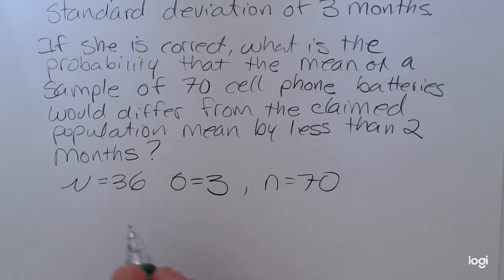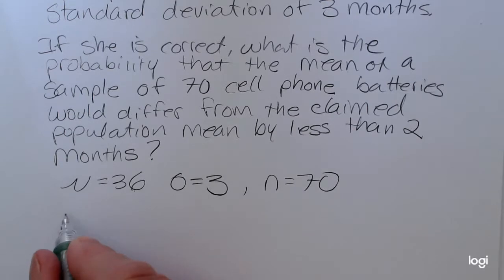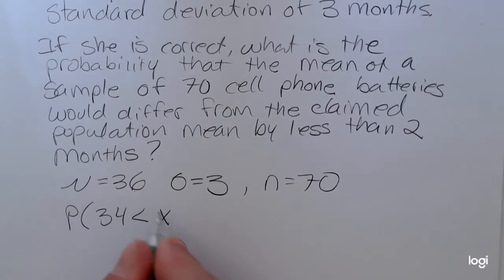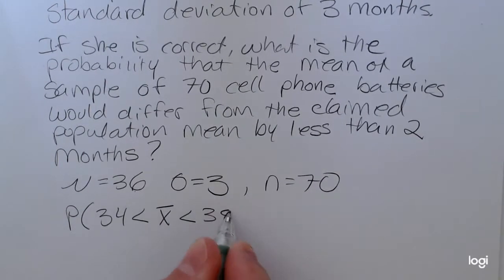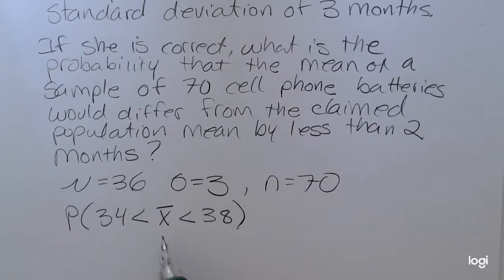So in terms of a sample mean based on a sample size of 70, this is finding the probability that X bar is between 34 and 38. Because if we want to be less than 2 months from the claimed mean, 2 months below the claimed mean would be 34, and 2 months above the claimed mean would be 38.